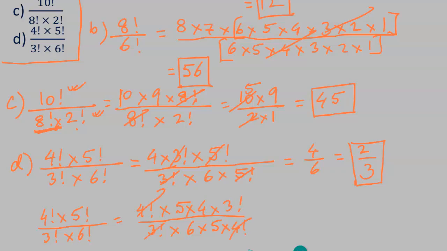These two will be getting cancelled, these two will be getting cancelled, this will be getting cancelled, and we have the same fraction 4 over 6, which is equal to 2 over 3. Okay.